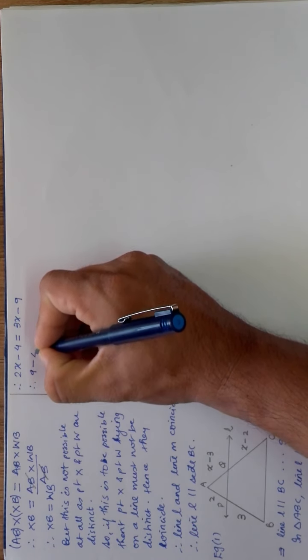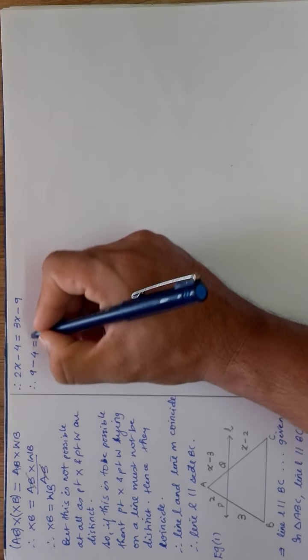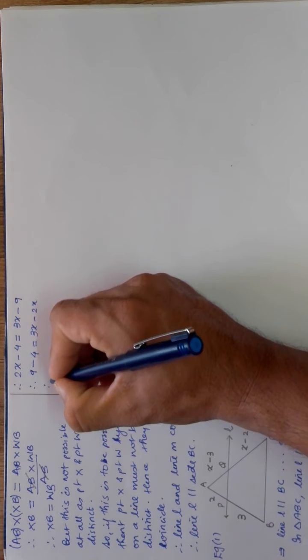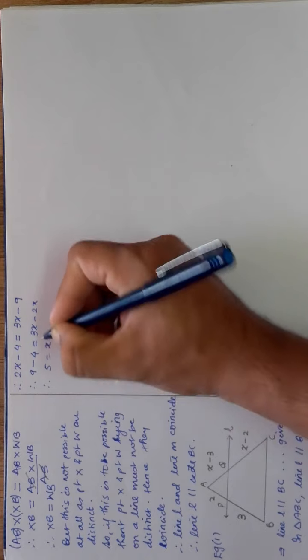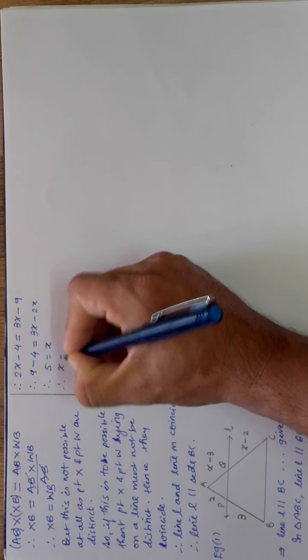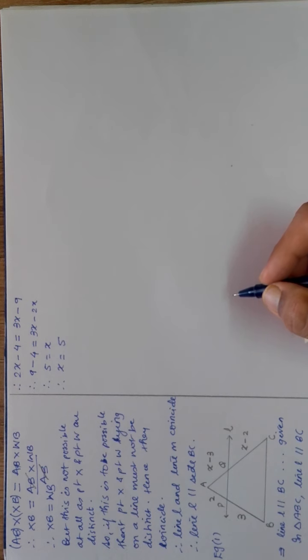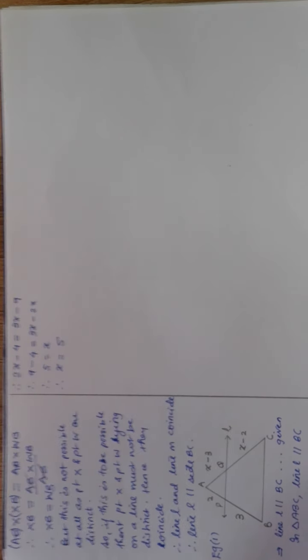So you get 9 minus 4 is equal to 3x minus 2x. So obviously you get 5 is equal to x, indicating x is equal to 5. Okay, so this is the required value of x which was supposed to be found out. Okay, now let us go to another question.